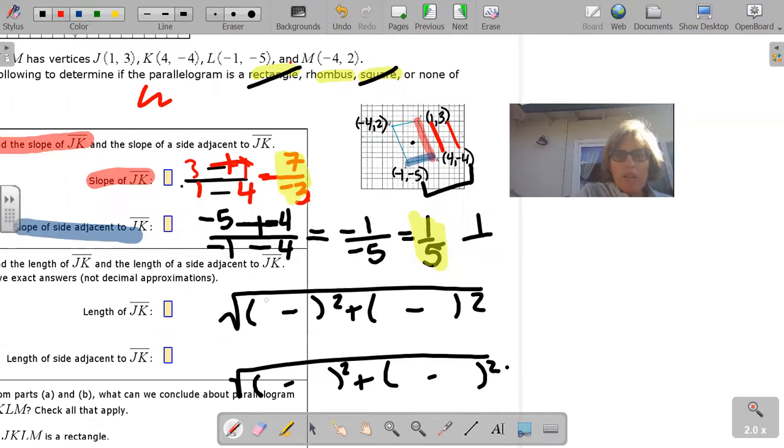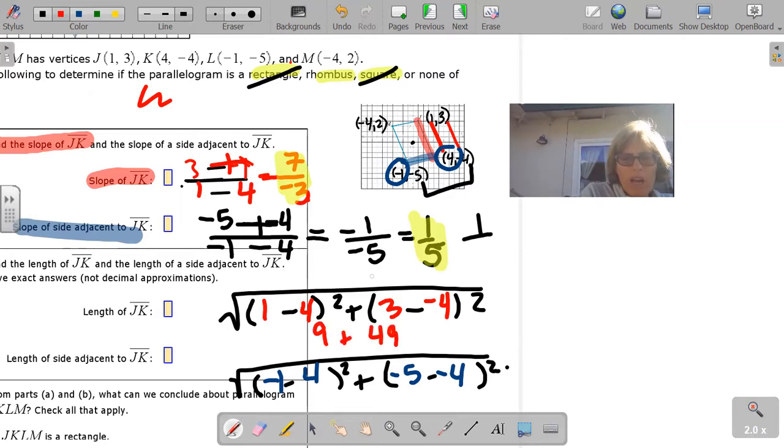And JK, that's going to be 3. X's go first generally. I'm going to go top to bottom, 1 and 4, 3 and -4. Make sure you do this accurately. -1, I recommend you circle the points, and 4, -5, and that is -4. Check your work. That's -3 squared. That's 9. That's 7 squared. That's 49. And we're going to leave this under the radical sign, root 58.